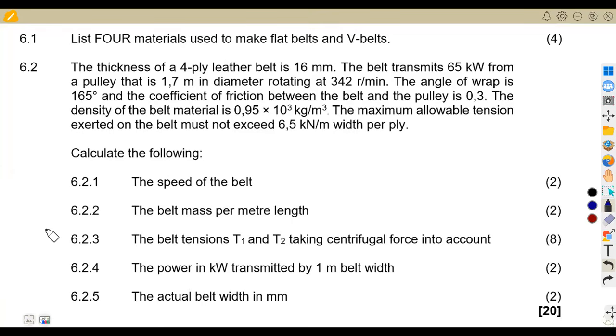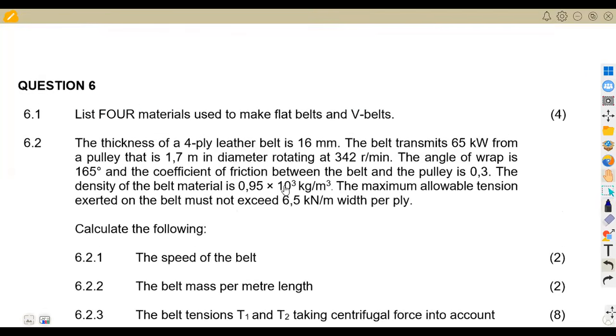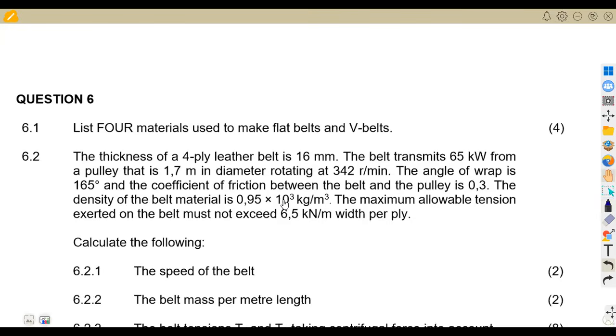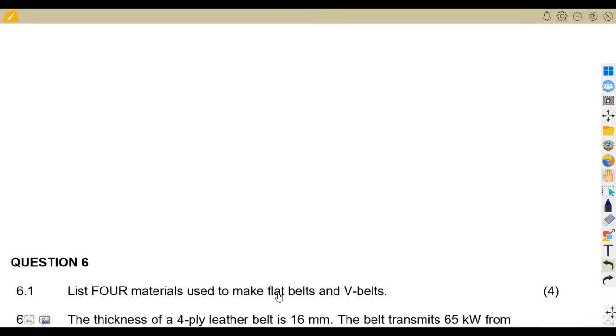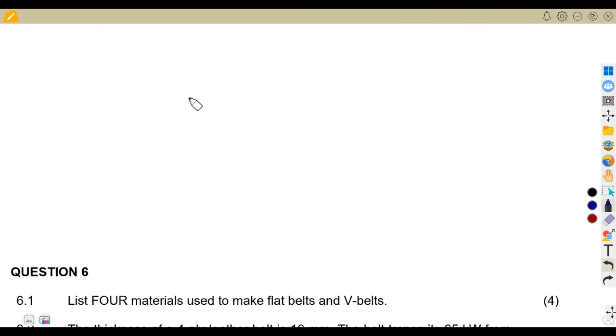April 2023 exam, question 6.1, we're asked to list 4 materials used to make flat belts and V belts. So for the materials, we'll be talking about rubber, plastic, and so forth. There are so many materials that you can consider in the construction of these flat belts or V belts. So we talk of leather, plastic, rubber. In this case, we can just say rubber.